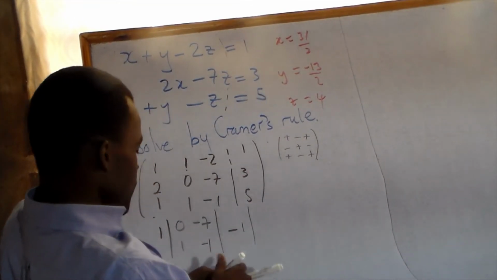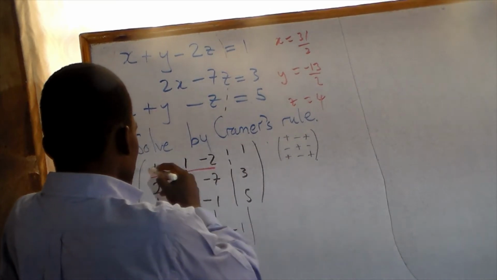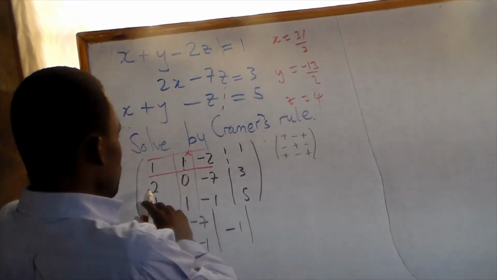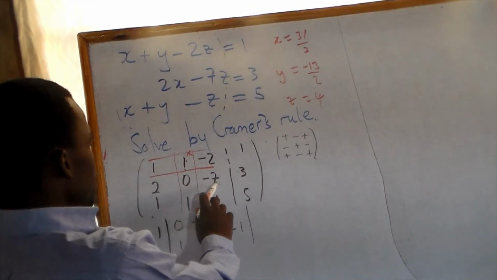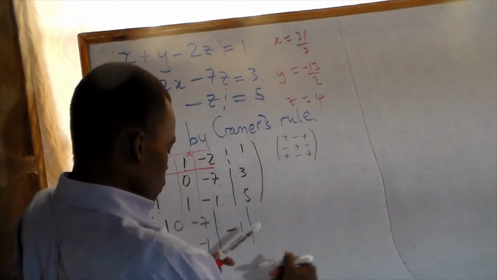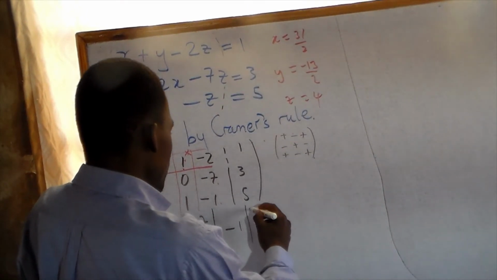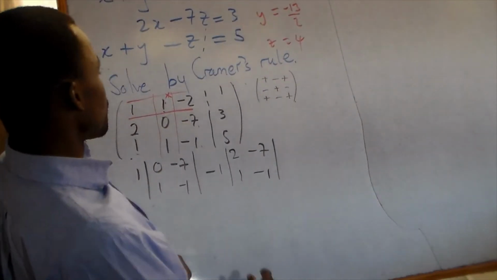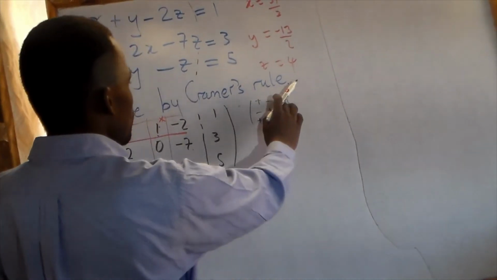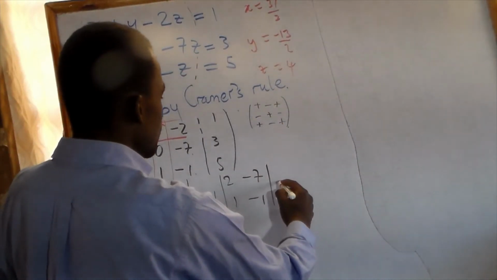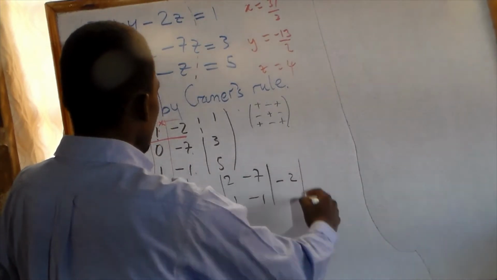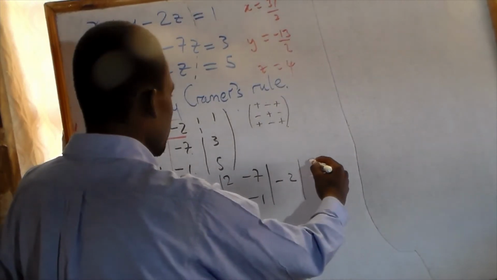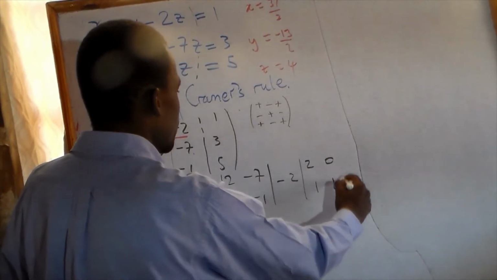For this negative 1, we are deleting the row and the column for this 1, and we are left with the minor 2, minus 7, 1, and minus 1. Okay, that is what is taking place there. Then for minus 2, the sign in the matrix is a plus. Plus and minus, we get a minus 2. Deleting the row and the column for this minus 2, we have 2, 0, 1, and 1.